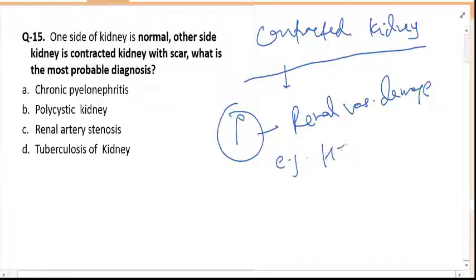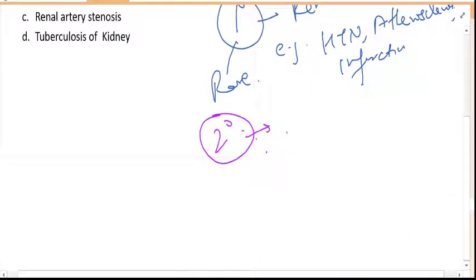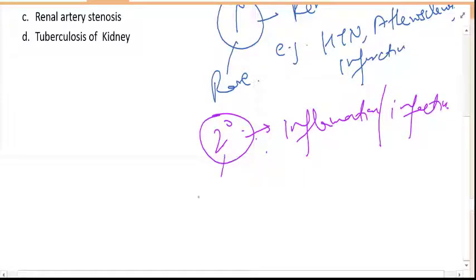Like in case of hypertension, atherosclerosis, infarction. But primary are usually rare. Primaries are rare. Secondary causes, secondary contracted kidney is common. This is because of inflammation or infection. So this is because of inflammation or infection, secondary contracted kidney. This is common, I mean more common than the primary.